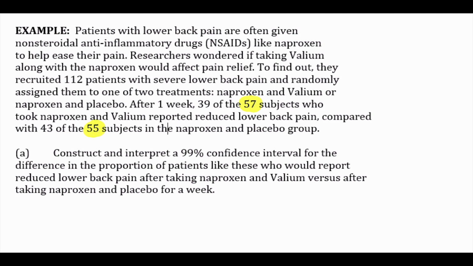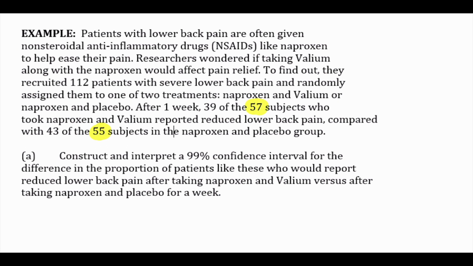We have to construct and interpret a 99% confidence interval for the difference in the proportion of patients who would report reduced lower back pain. That's what we're going to do. It's a confidence interval. We have the steps: population parameter, conditions, assumptions, test statistic, calculations, conclusion.